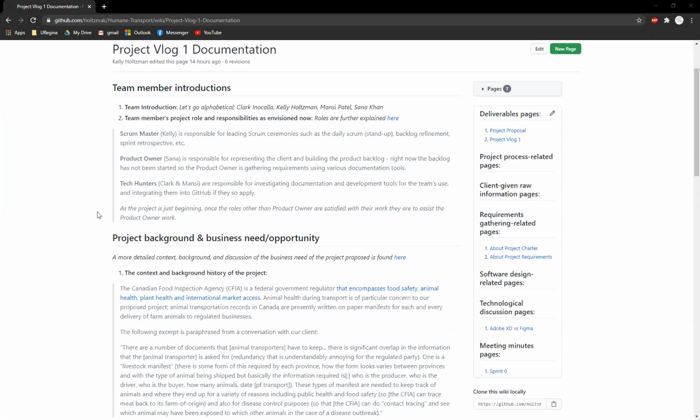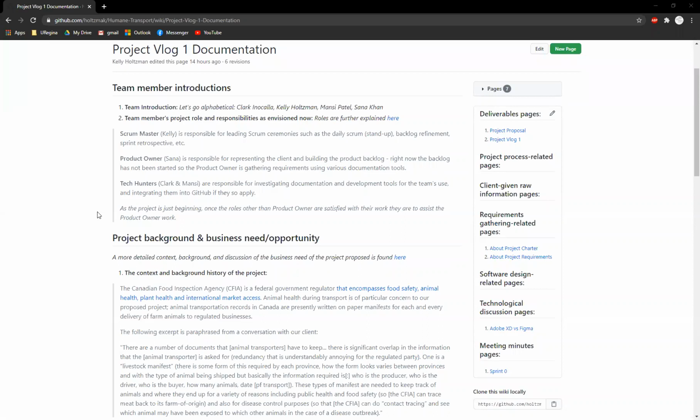Okay. So our team member project roles and responsibilities as they are now. I am the Scrum Master, so I'm responsible for leading our Scrum ceremonies, such as our daily Scrum and also our vlog documentation. So I'll be directing our vlog today. All right, I am the product owner and I'm responsible for dealing with the client, creating all the documents we require for our designing phase and also creating the backlog. So yeah, I've been basically gathering all the requirements which we need right now.